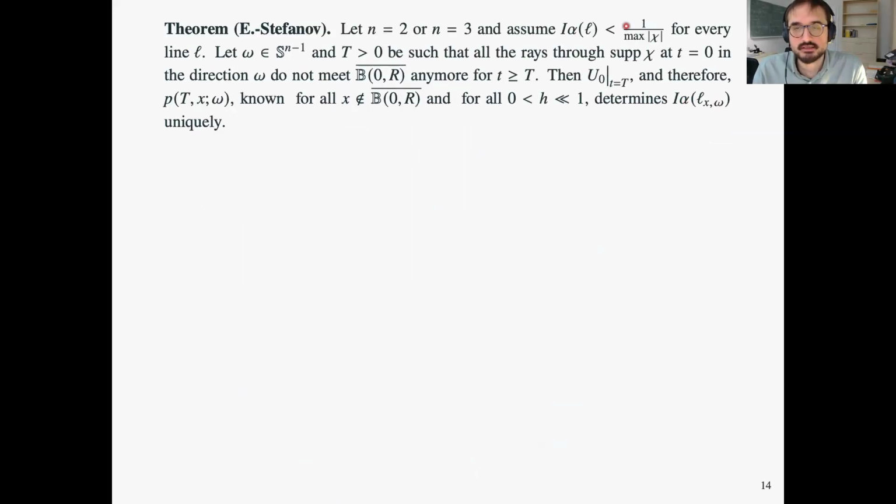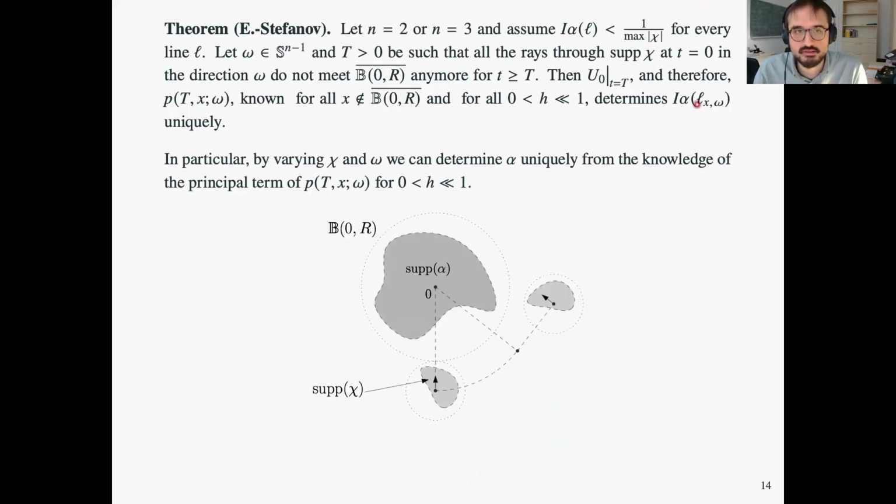And so the theorem says that if you assume the conditions in the previous theorem, so you assume that your initial data is such that you get no shock in your Burgers equation, then you wait for long enough that the rays starting at the support have exited the support of the nonlinearity. And then you can determine the X-ray transform in a certain direction. And then you can vary chi around, and you can move your initial data around and shoot them from different directions to recover the X-ray transform in different directions. And if you have that, you can recover the nonlinearity.